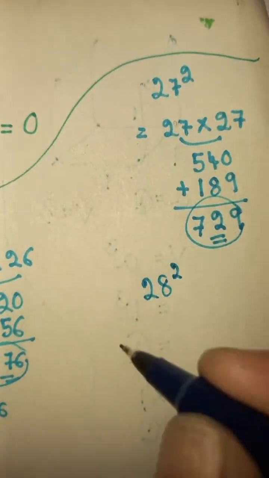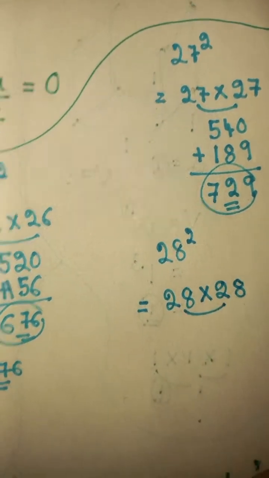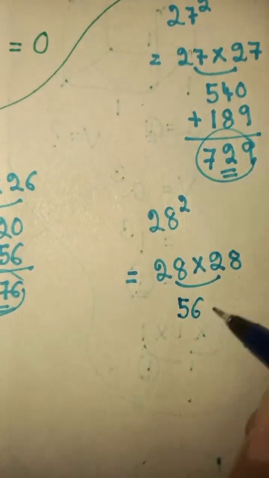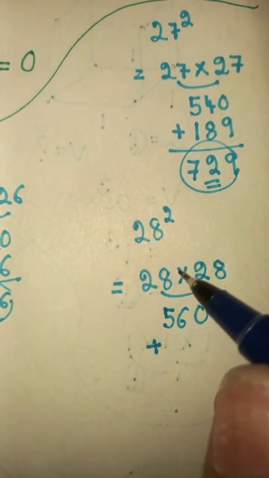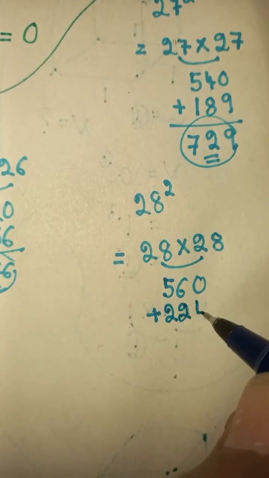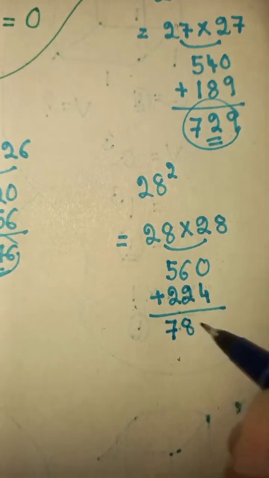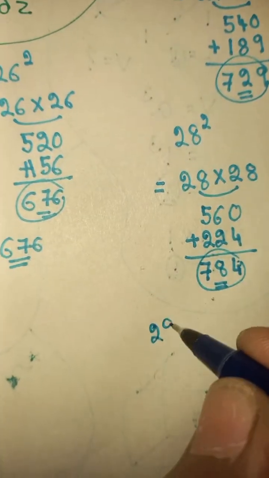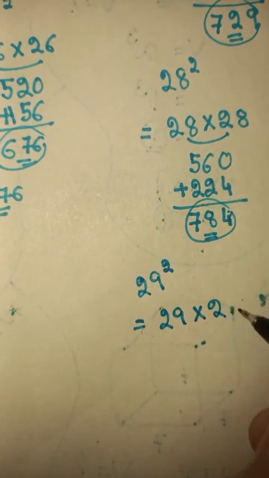28 square, here also you can write it as 28 times of 28. 28 times of 20 becomes equal to 560, plus 28 times of 8. 20 times of 8 is 160, 8 times of 8 is 64, which is 224. That is going to become 560 plus 224, 784. That's the 28 square value.